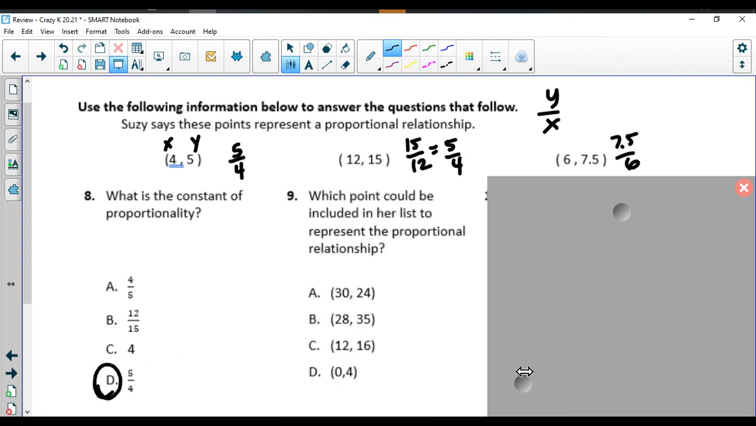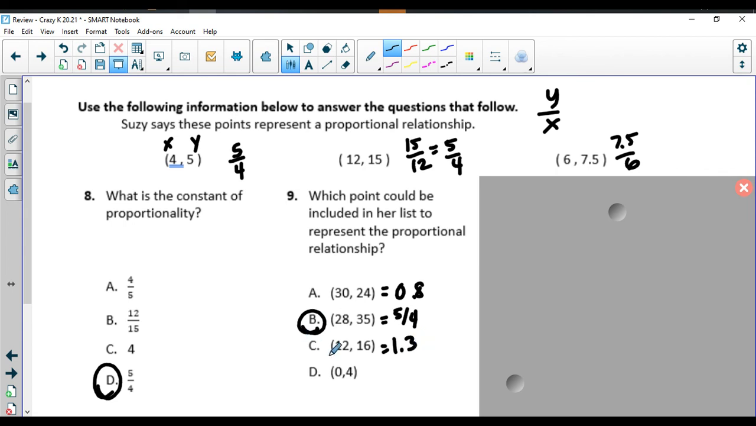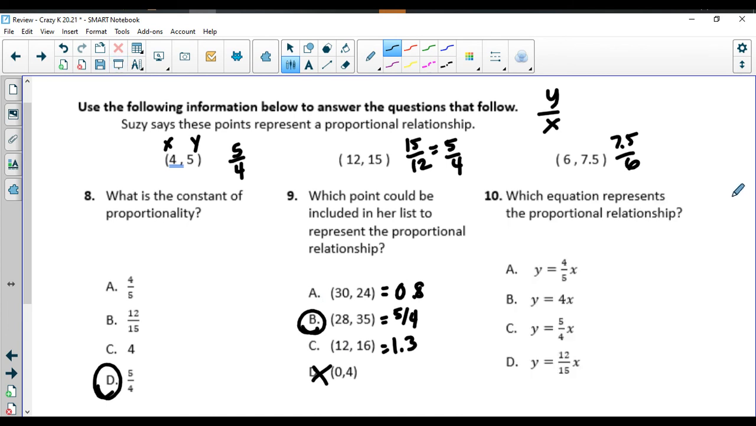Which point could be included in her list to represent the proportional relationship? So for this one, what you have to do is go through and check which k value matches 5/4. This first one is 0.8, so that's not going to work. If I do 35 28ths, that does actually give us the 5/4. So that is the one. Just real quick checking here, I get this is 1.3 repeating, and this one is an undefined statement. So B is our correct answer here.